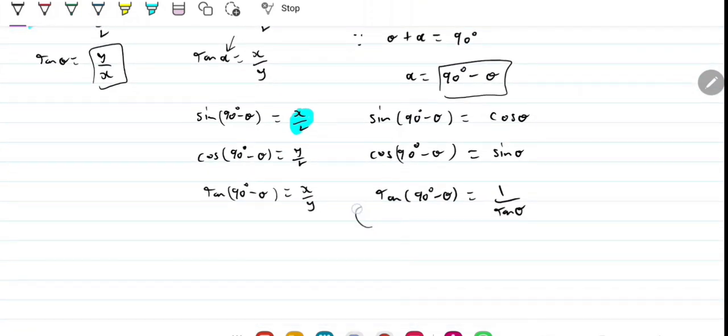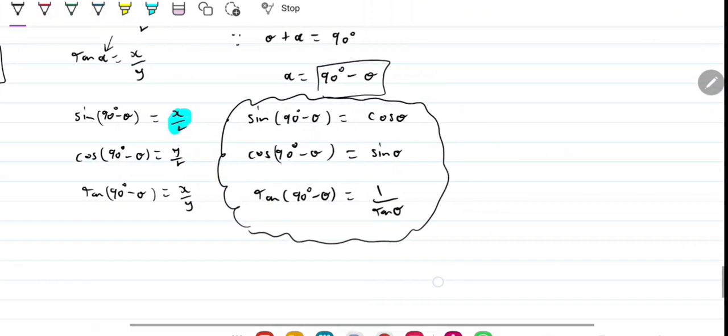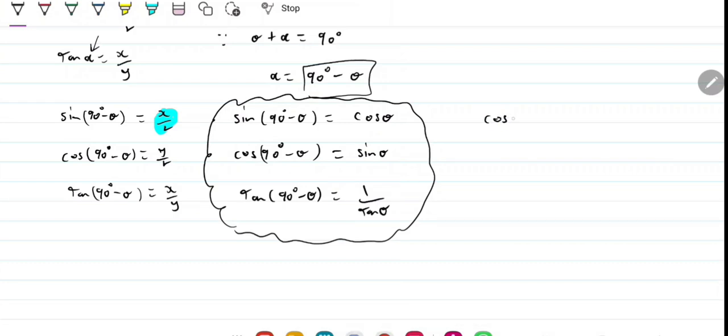Good. And this is very important for you to remember. This explains why cos of 60 degrees is equal to sine of 30 degrees. Right? Because if you put that in your calculator, you'll see that they're the same thing. Because 60 and 30 are complementary angles.